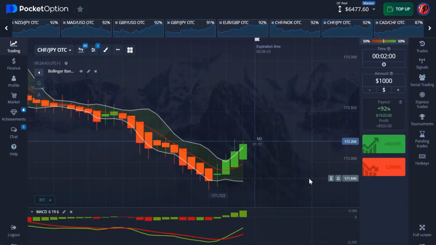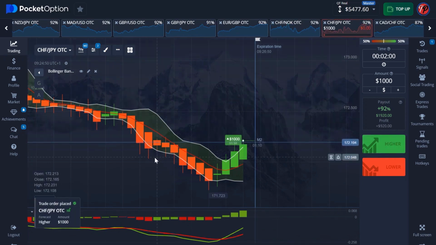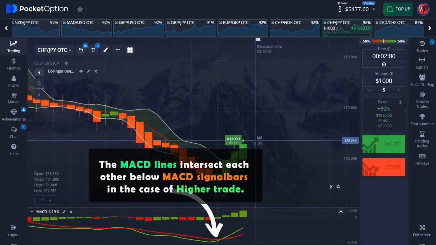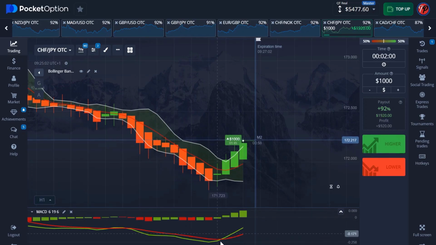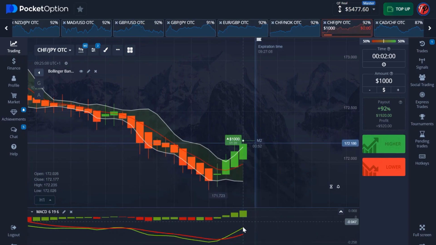analyzing guys. Okay guys, over here I'm finding a good moment for a higher trade. So I'm going to enter this trade real quick. So guys, over here, what you need to look out for anytime you're going for a higher trade, the number one thing is to always make sure that your MACD line is actually below the signal line. All right, so that's the number one thing. Another thing is to make sure that the lines actually intersect each other. You need to have the red and the green line intersect each other, giving you an uptrend confirmation.